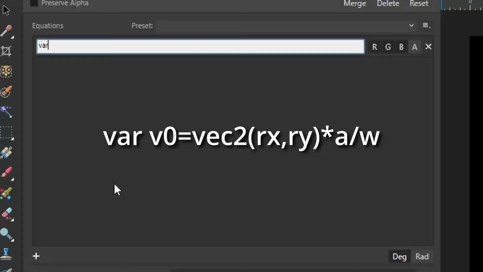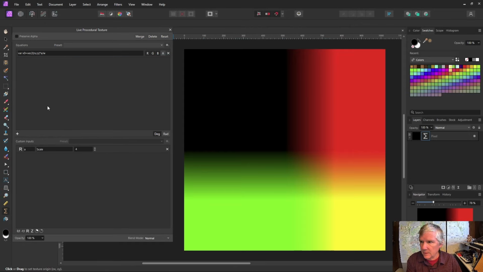I'm going to show how to use the round function to get rid of the negative numbers in a repeating grid. I'm going to start with the variable v0 equals vec2, a two-element vector of rx and ry. And I'm going to multiply that by my scaling factor a and divide by the width of the document in pixels w. And so that looks like that. And as you can see, I have this dark corner up here. That's where the negative numbers are.